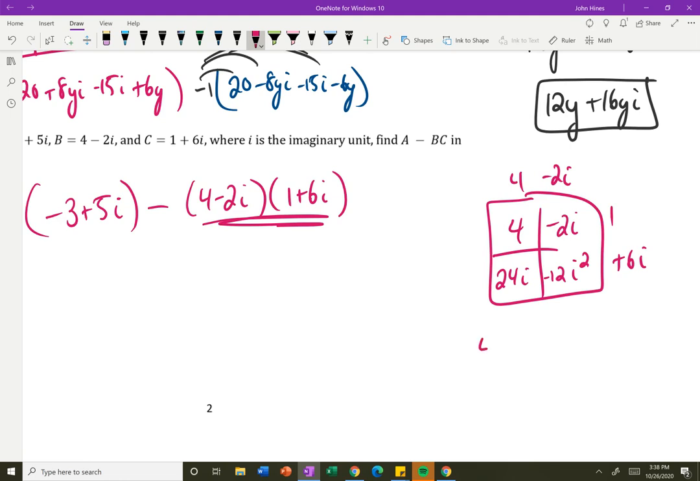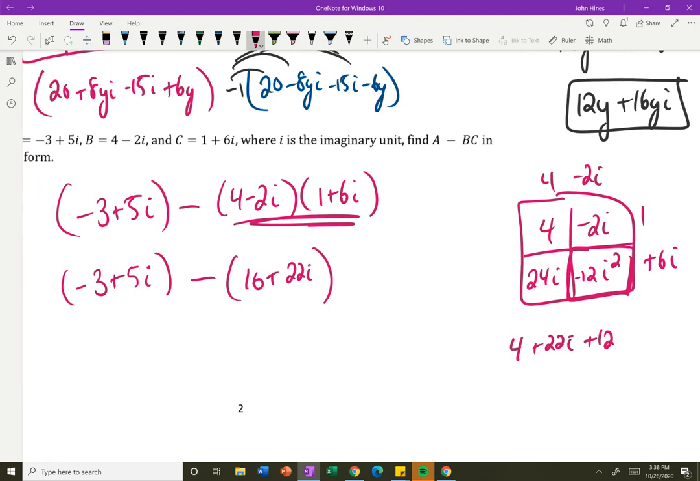So what's really in that box is 4 plus 22i. This says negative 12i squared, but it really becomes positive 12 because i squared is a factor of negative 1. So what's really in that box there is 16 plus 22i. And I'm subtracting that from the number 3 plus 5i.